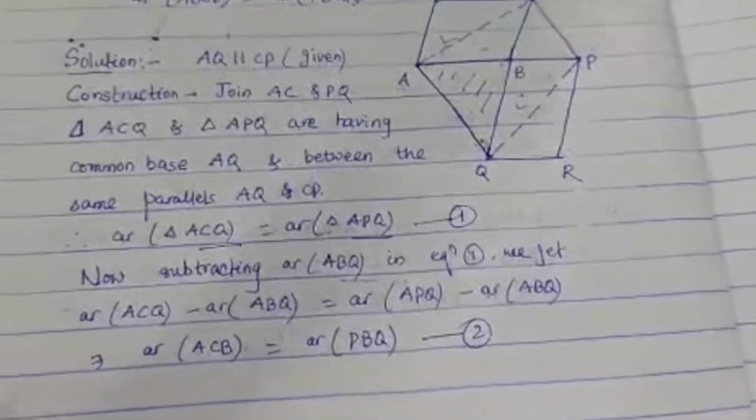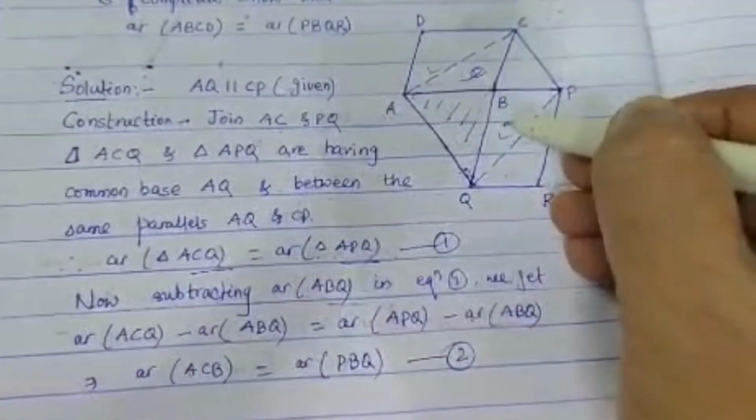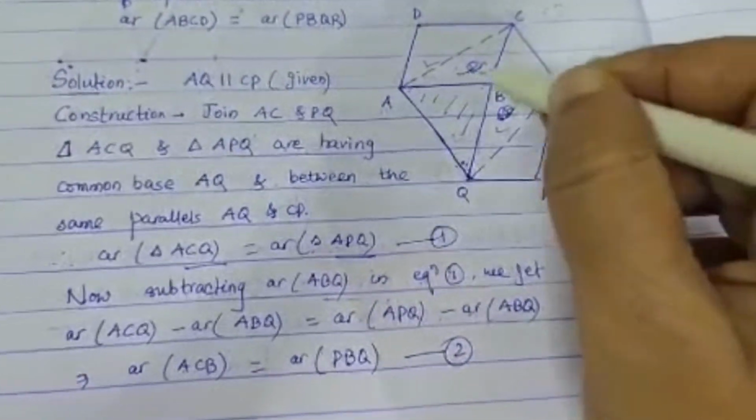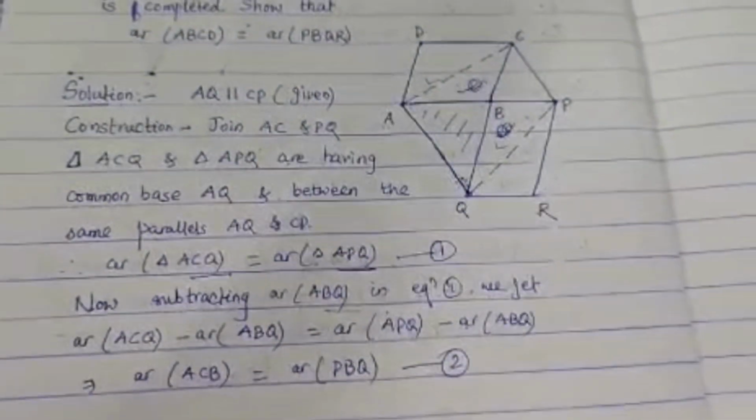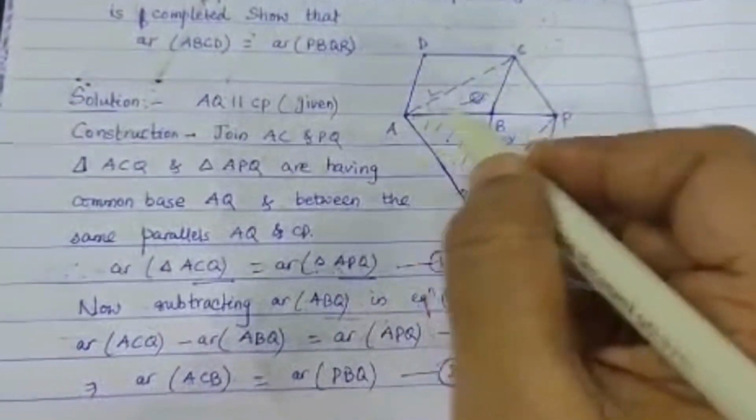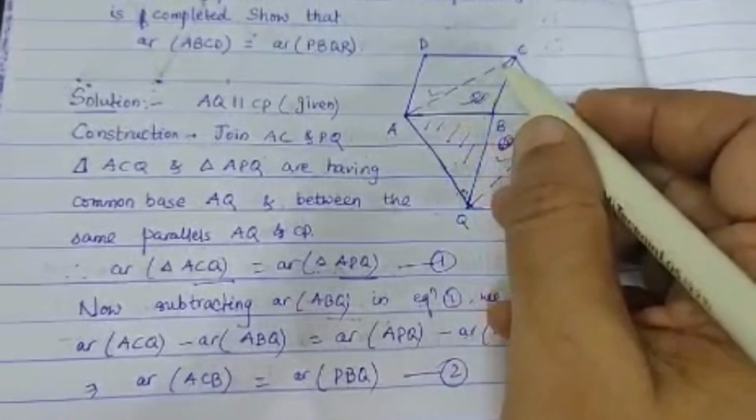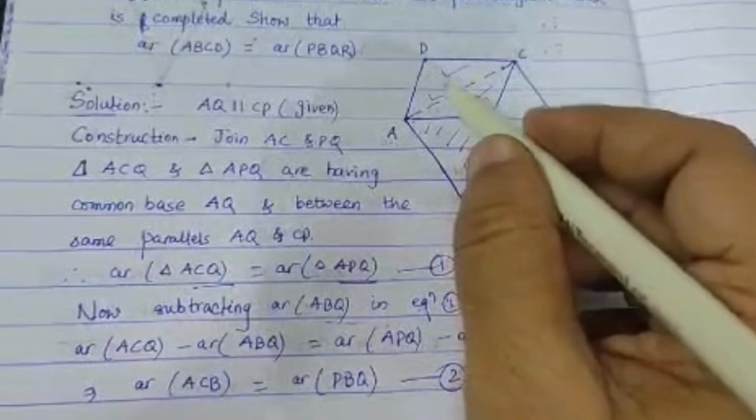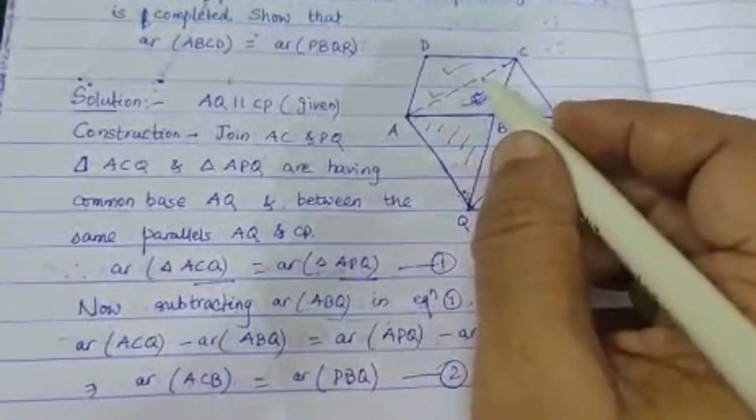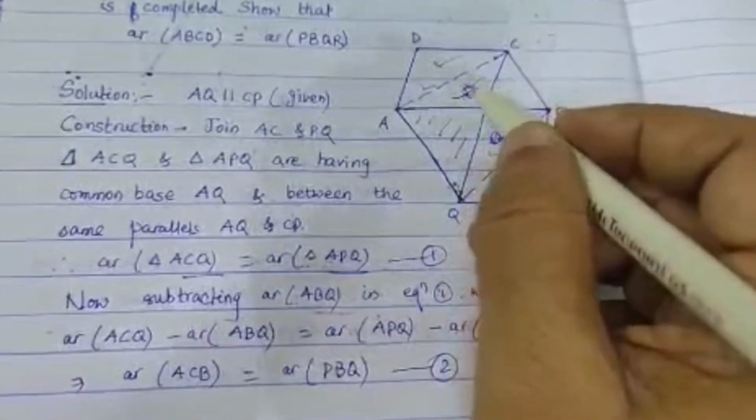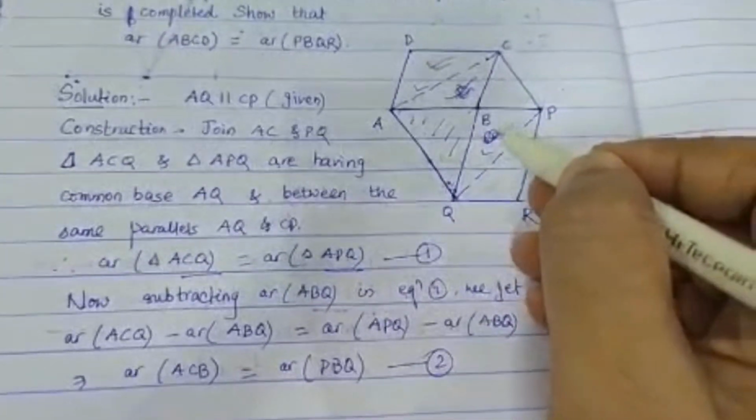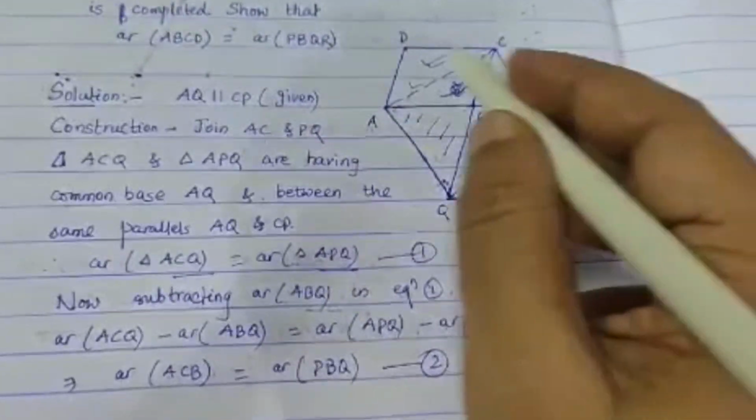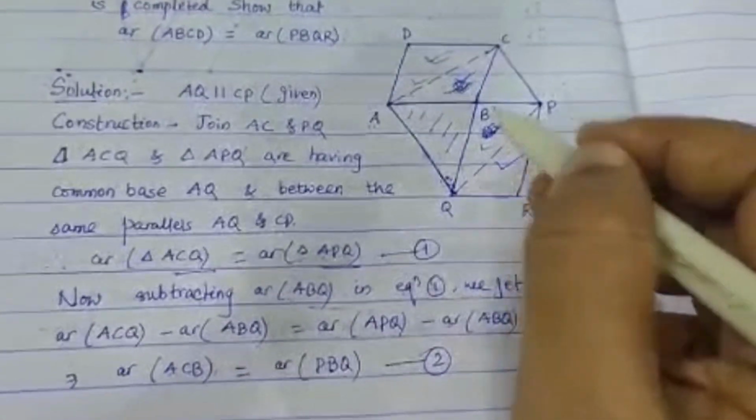Now this is important. These two have equal area. ACB and PBQ are equal. Now when you look, ABCD is a parallelogram and this is a diagonal AC. That means this area is equal to this area. Both are congruent. The diagonal divides the parallelogram into congruent triangles. So this area is equal to this area, and this area is equal to this area. Also this is equal to this. That means this parallelogram and this parallelogram will have equal areas.